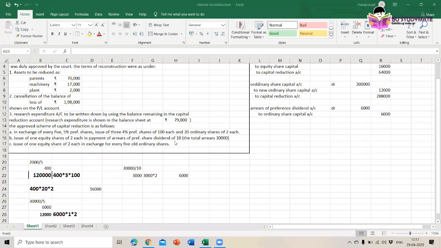But they have given the face value of the preference shares, that is 10 rupees. So to identify how many preference shares there are, 30,000 divided by 10, we get 3,000 preference shares. And for these 3,000 preference shares, we are issuing one equity share of rupees 2 each. So 2 each means 3,000 into 2, that is 6,000 rupees. In this way, you got this B1.